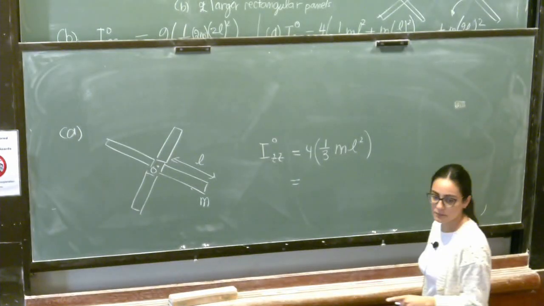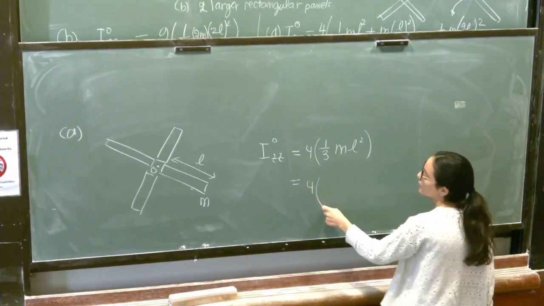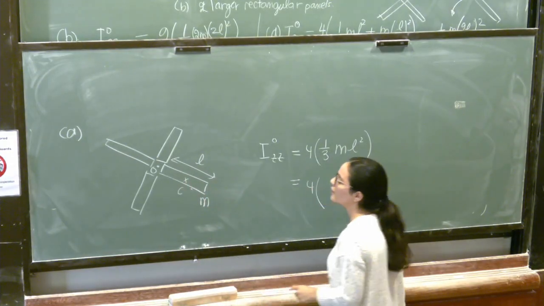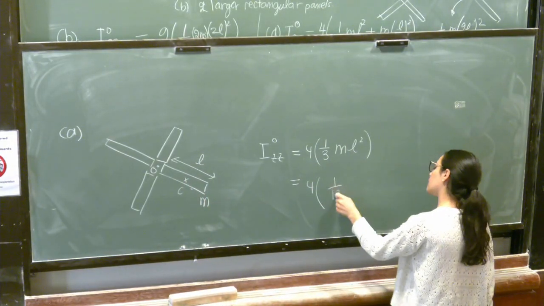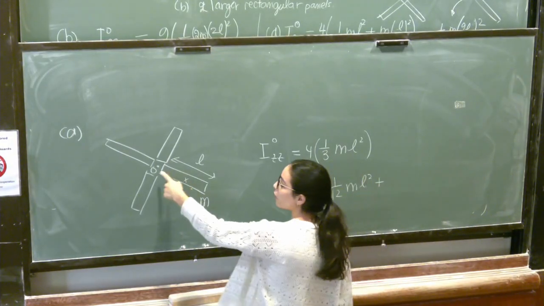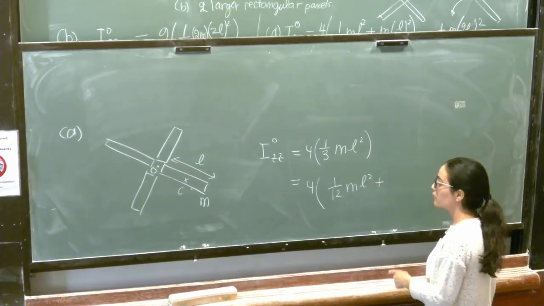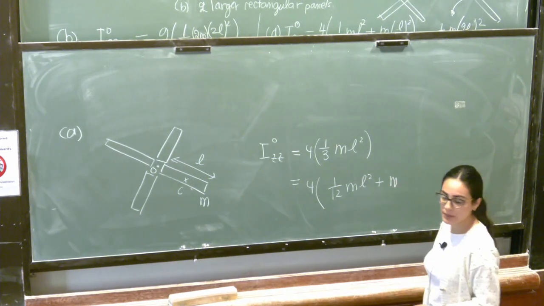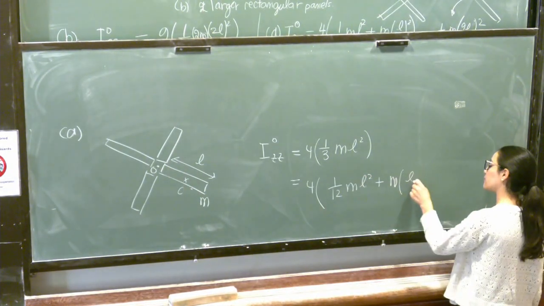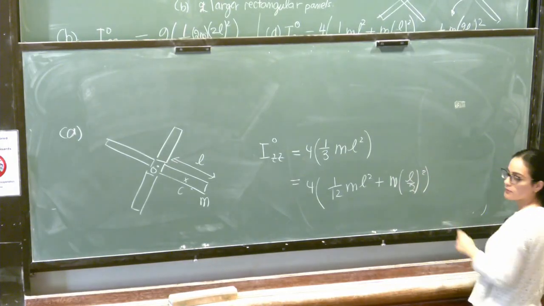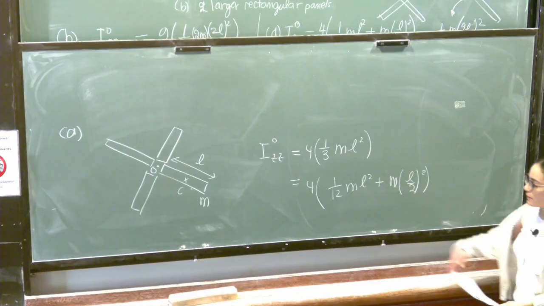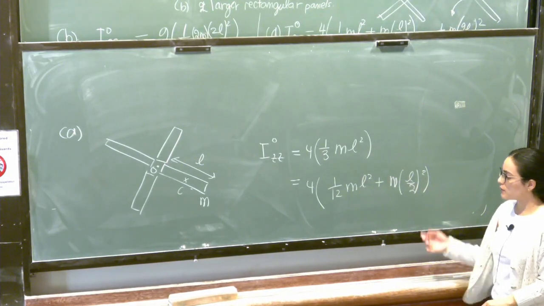Or you can also find in the tables that the moment of inertia of each of these plates about its own center of mass C is 1 over 12 ML squared. Plus, to find it about the end O, I have to use the parallel axis theorem, which would be adding the mass of the plate times the distance between C and O, which is L over 2 squared. So these two are the same, because 1 over 12 plus 1 over 4 is going to be 1 over 3.